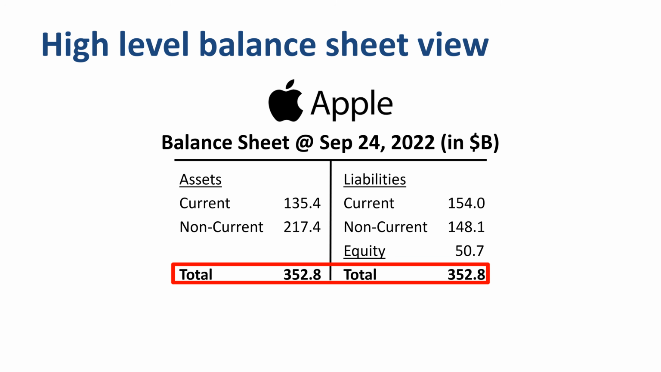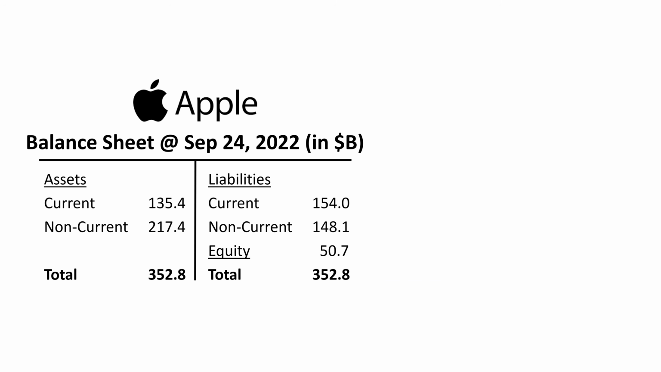And as the word balance sheet suggests, the total amount owned on the left equals the total amount owed on the right. Both sides of the balance sheet sum to $352.8 billion. Per the accounting equation, assets equal liabilities plus equity. Two calculations immediately jump to mind here to start getting a grip on what is happening on this balance sheet.